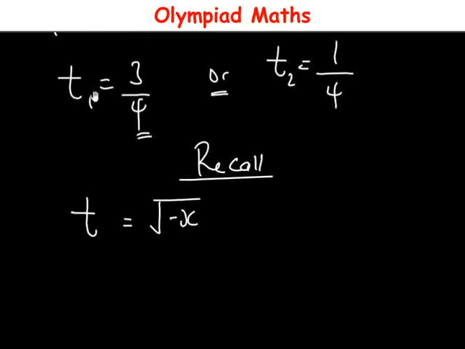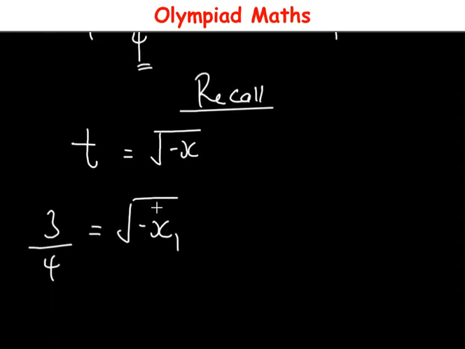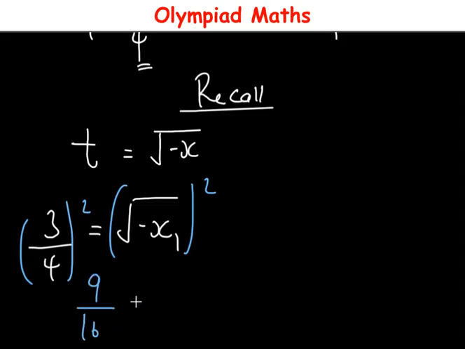So for the first solution of t, which equals 3 over 4, let's solve for the value of x. So we have for t1, this becomes 3 over 4 is equal to root minus x. So let's call this x1. From here, to then solve for x, we need to remove the square root, and to do so, simply square both sides of the equation, such that 3 squared is 9 over 4 squared is 16 equals, the square will cancel the square root, we are left with minus x1.